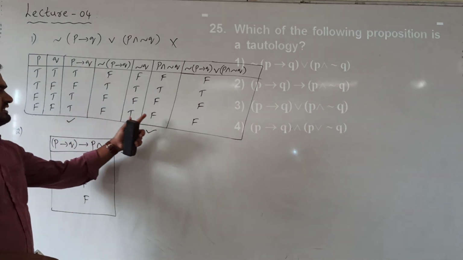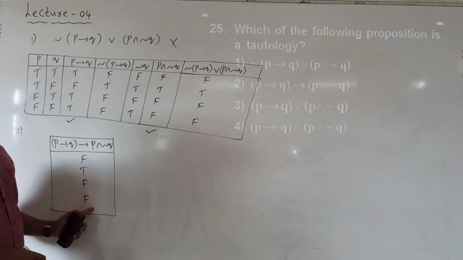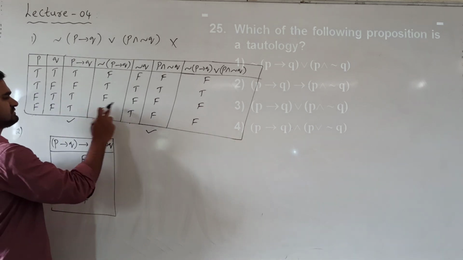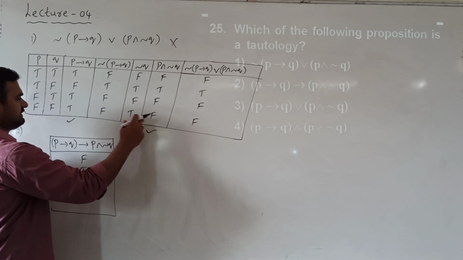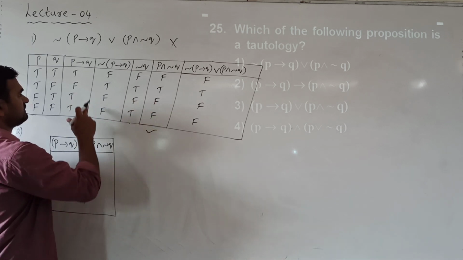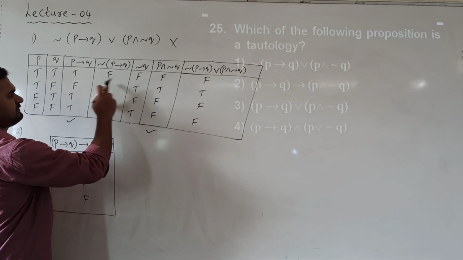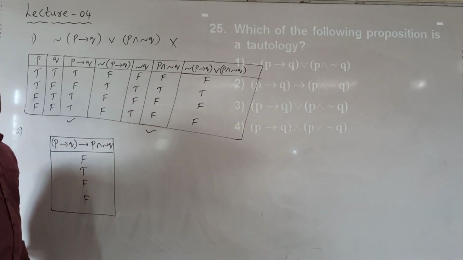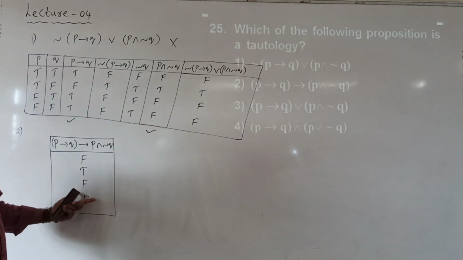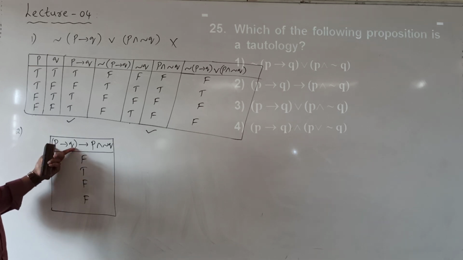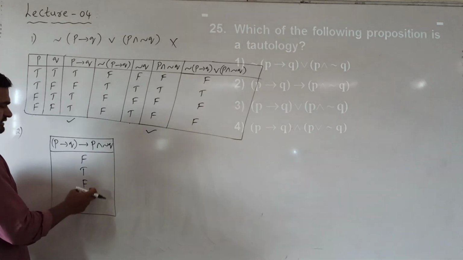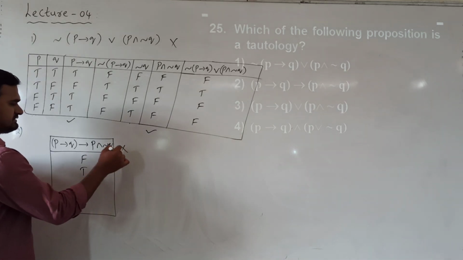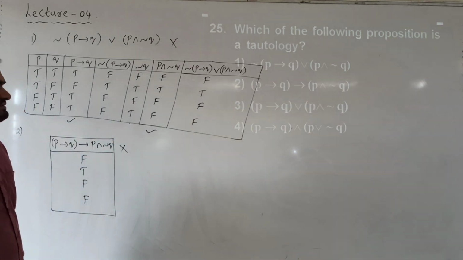First statement true, second statement false, implication is false. Okay. So for these two columns, we are taking implication. So T, F, F, T, F, F, T, F, F, F, T is true. So this is the truth table for this implication, P implies Q implies P and negation. Now see, is it a tautology? So it is also not a tautology. Second option also not.